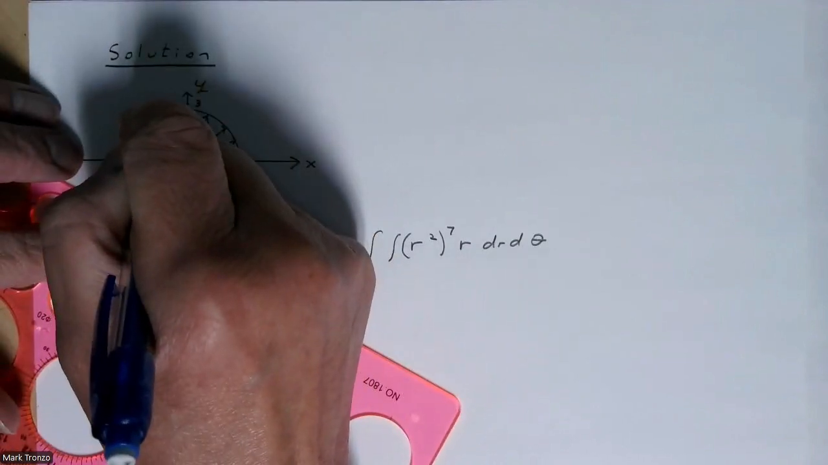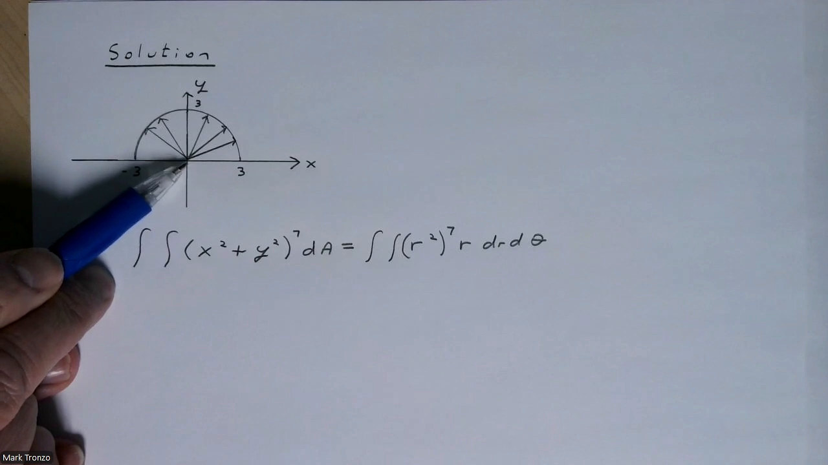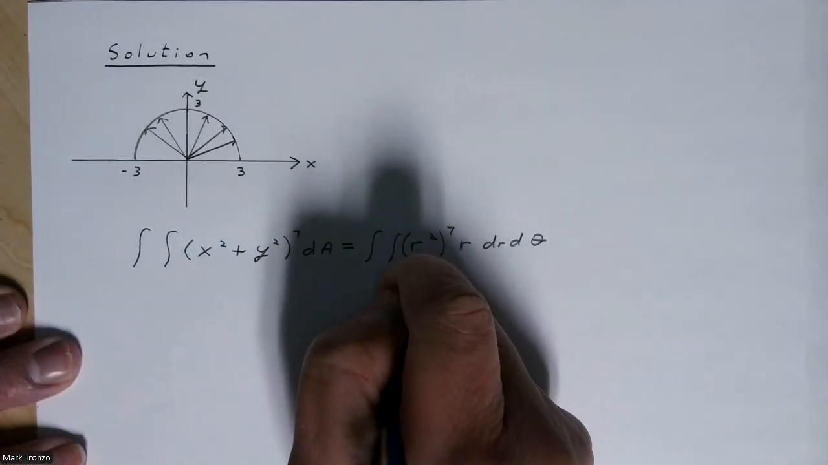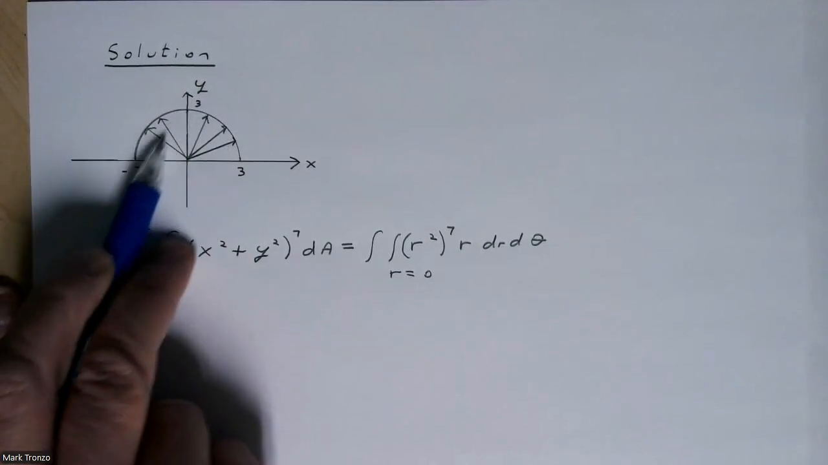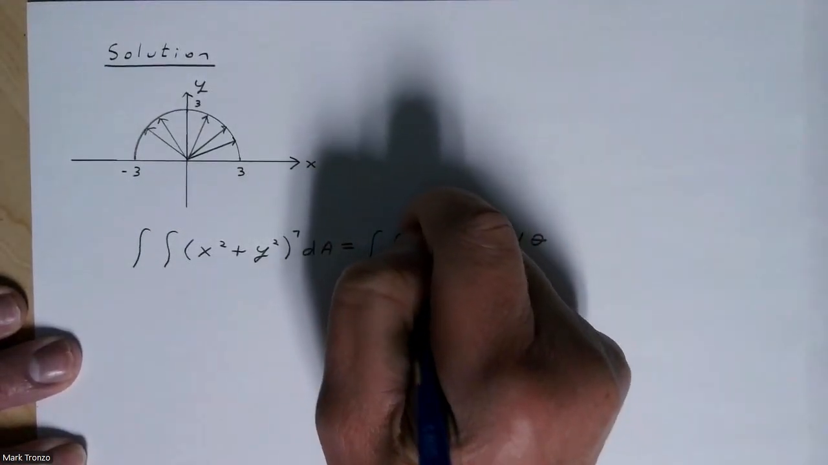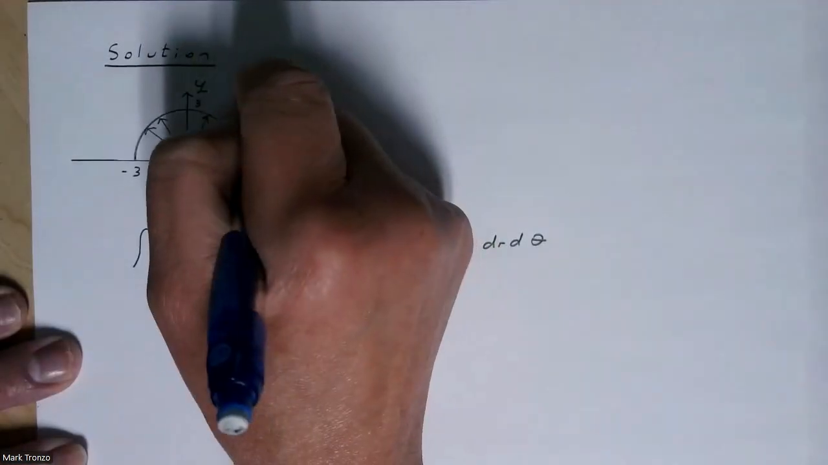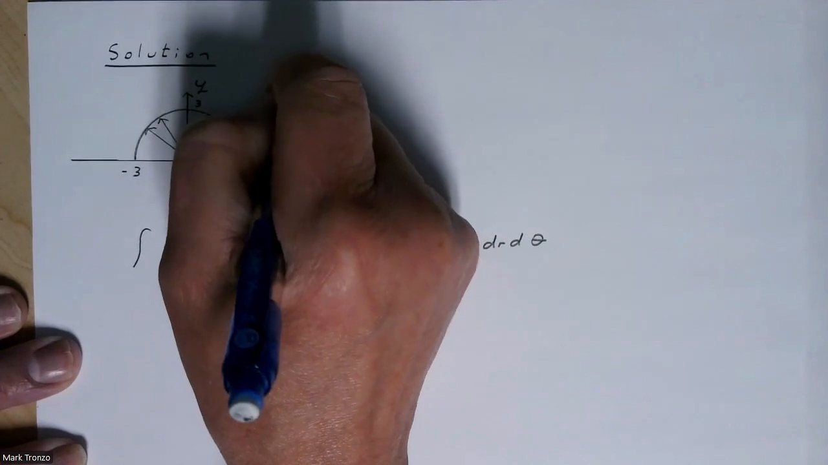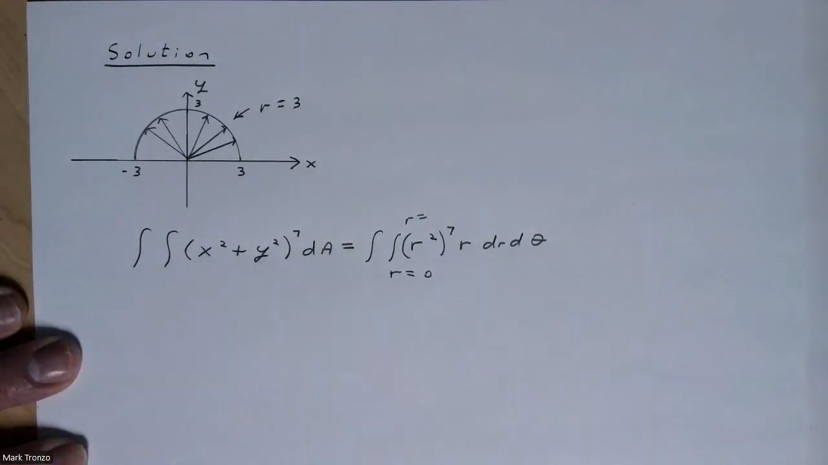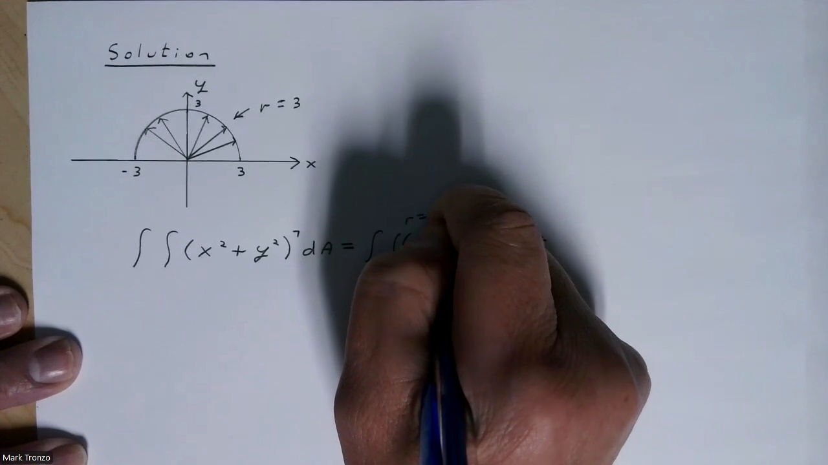Just think of this and think, okay, wherever the arrows begin is going to be your lower bound. Like I said, there is no inner surface here, so the lower bound is going to start at r equals 0. And then where the arrows end will be the upper bound, which is r equals, and remember, what is this equation in polar coordinates? The equation of a circle of radius 3 in polar coordinates is r equals 3. So we're going to go from r equals 0 to r equals 3.